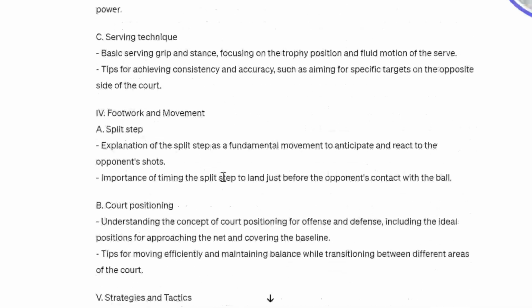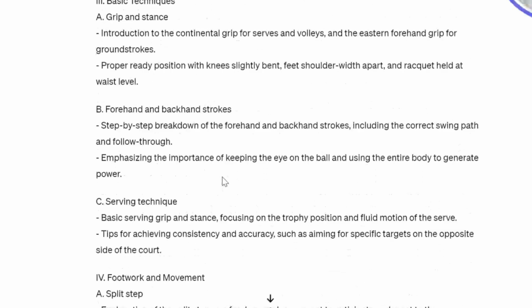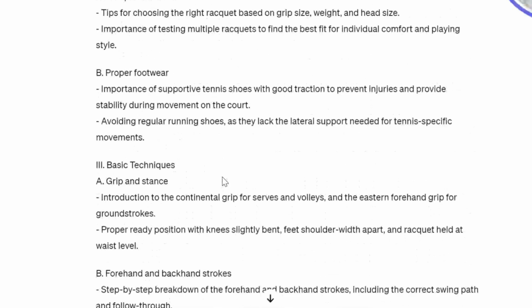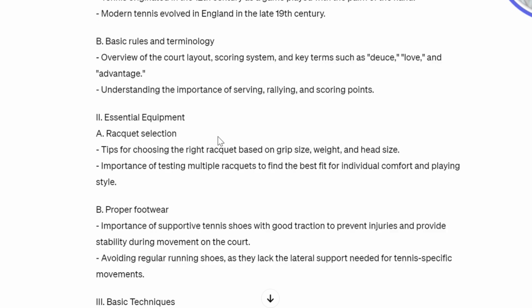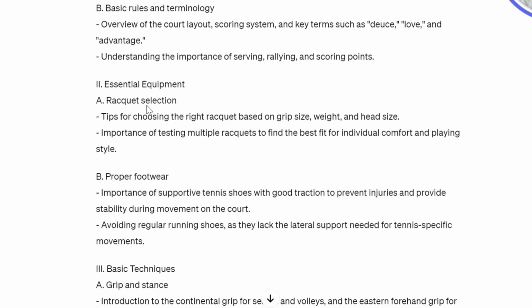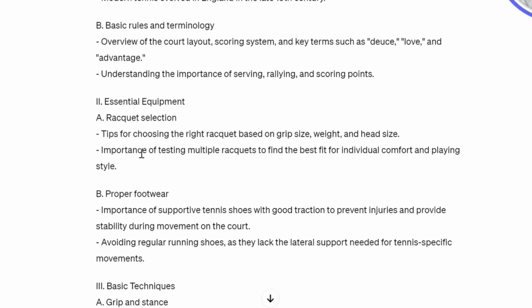And inside each part, again, it's separated it into a few things like introduction is separated into a brief history and origins of tennis, and then we have basic rules and terminology, and under essential equipment we have racket selection, proper footwear, and basic techniques. And then it's given us a few points under each subtopic as well, so we know exactly what to write if you're having trouble getting started.